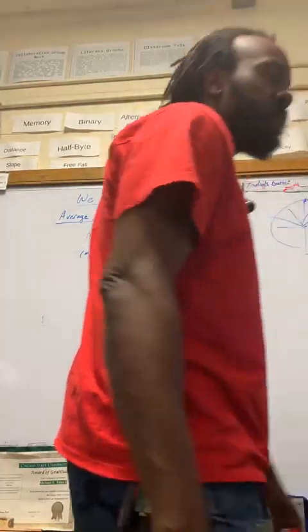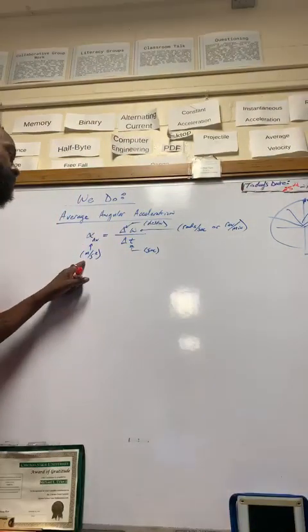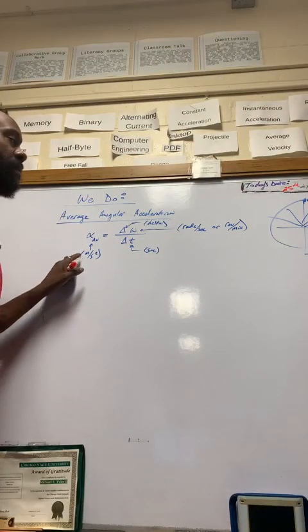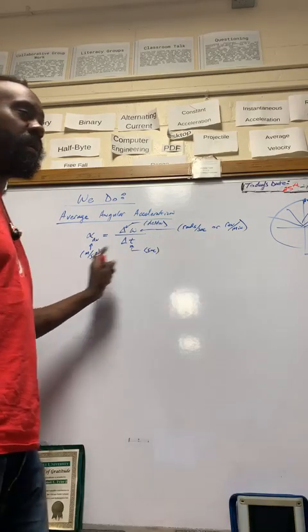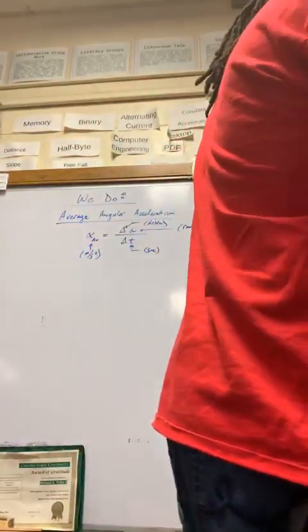So usually you'll say meters per second squared when you're talking about this. But I'm going to change it because you notice we have rads per second. So we can't use meters, right? Because we're dealing with a circle.